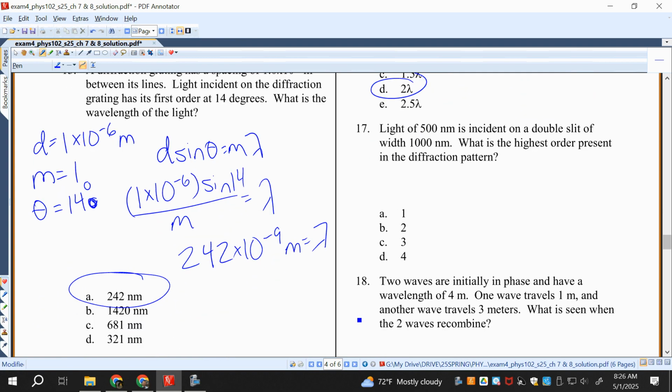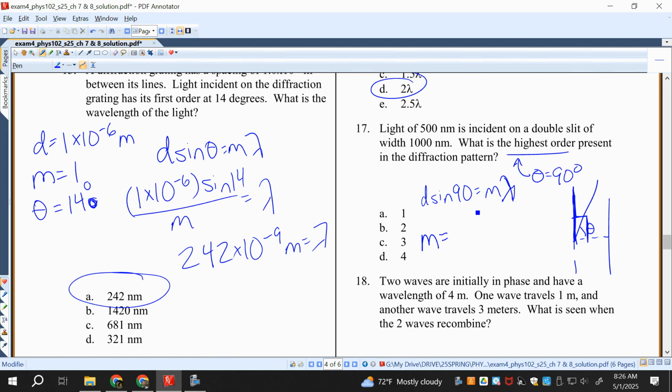Light of 500 nanometers, center double slit, what was the highest order present? Whenever you see this highest order, you think, well, what is the order when theta equals 90 degrees? Because if I think about my double slit or my diffraction pattern, when the angle theta exceeds 90 degrees, the light is no longer incident on the screen, and you're not going to get any patterns. So I just say d sine of 90 equals m lambda. And I want to know what m is.